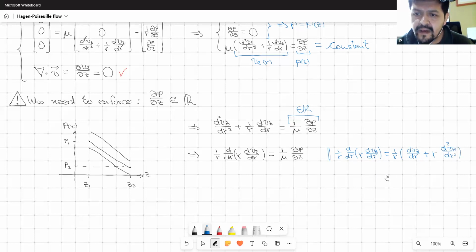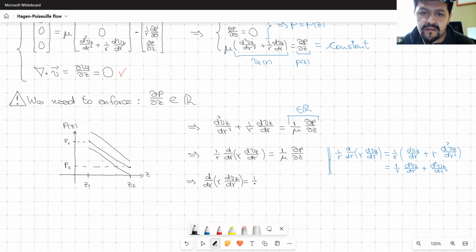Okay? And that essentially means that if you distribute this factor on both sides, we'll have 1 over r dV/dr, plus these two r's cancel each other out. And we now have the second derivative with respect to r, which is basically what we had in the first place. So this is now a very simple equation, which we can write down as d/dr of (r dV_z/dr) equals 1 over mu, the partial, which again, remember, is a constant, times r.